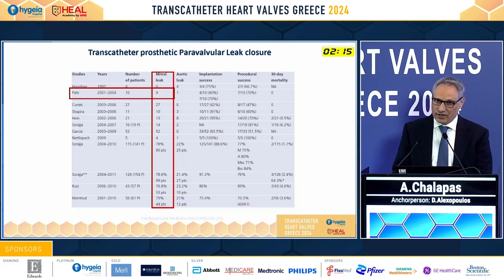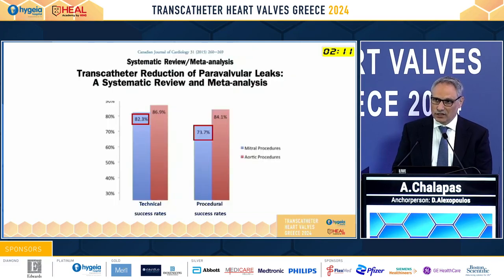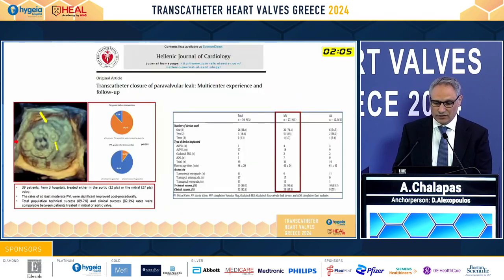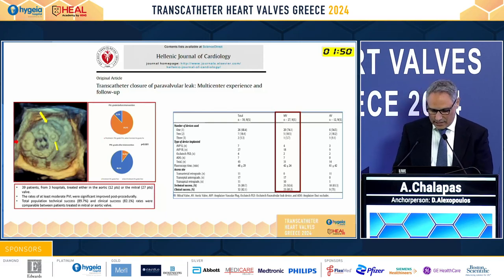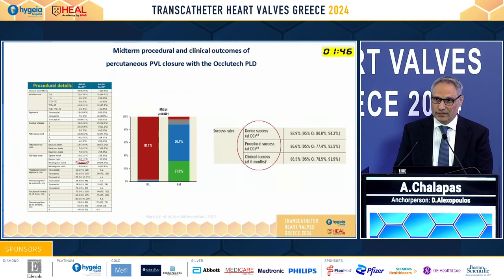Since then, there are several publications from small series and observational studies showing satisfactorily high technical success rates, more than 80 to 85% of the cases. Three years ago, we published the Greek data, almost 40 cases for both para-aortic and paramitral defects, showing very high technical success up to 90-95%, by using the AVP3 device as the most commonly used device.